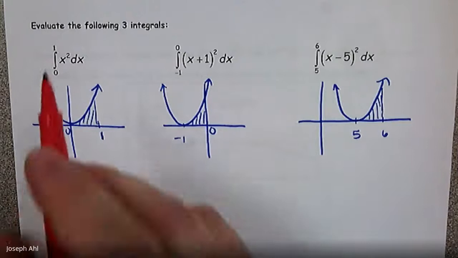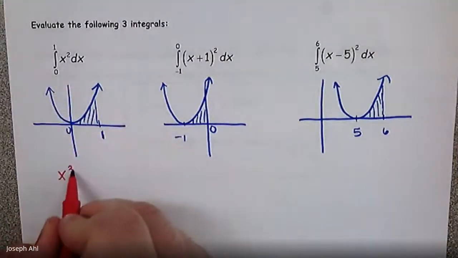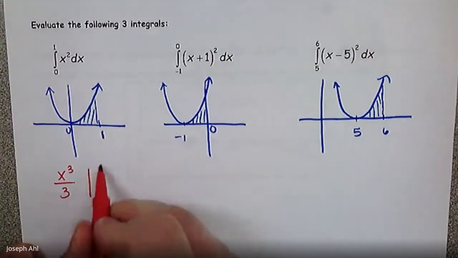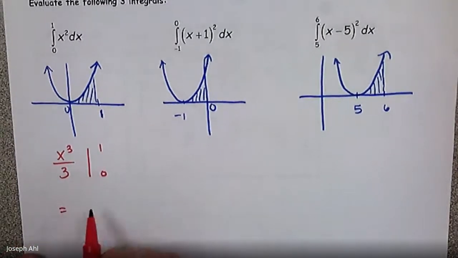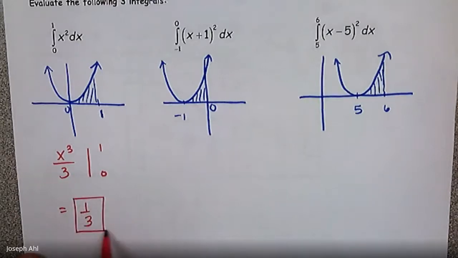So if I take the antiderivative of x squared, we know that's x cubed over 3. If I plug in my upper and lower bounds, it would be 1/3 minus 0. So the area under the curve y equals x squared from 0 to 1 is 1/3.